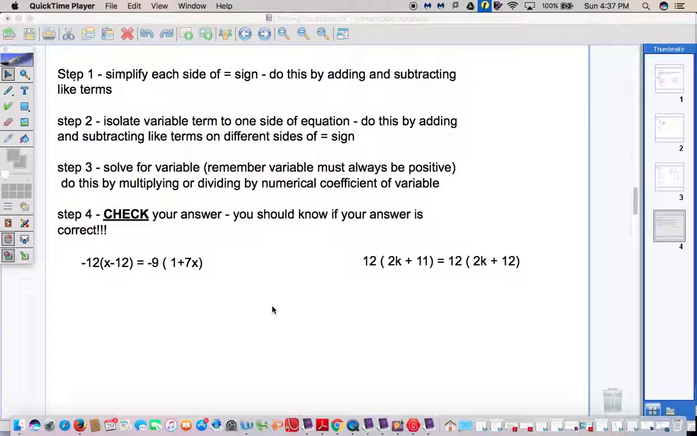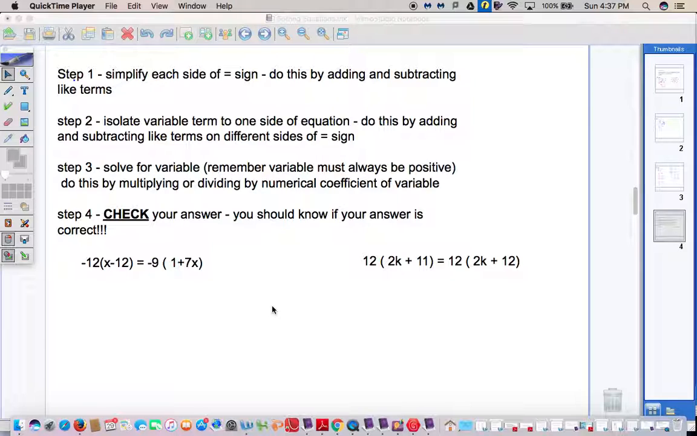Step 2 is to isolate the variable term to one side of the equation. We do this again by adding and subtracting like terms, but this time we're doing it on opposite sides of the equality sign. So when we do this, we're changing our sign when we go from one side of the equal sign to the other. So you're always going to do the opposite.